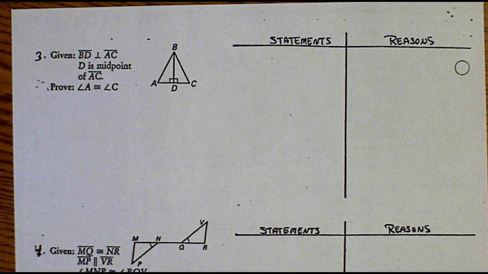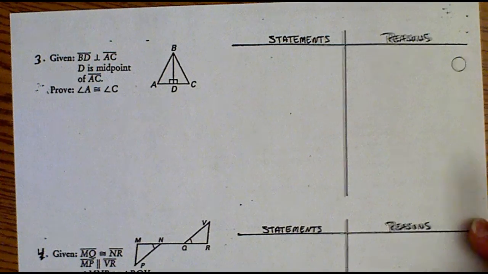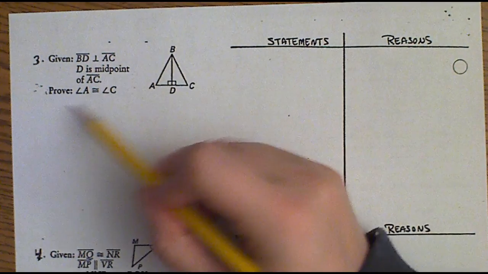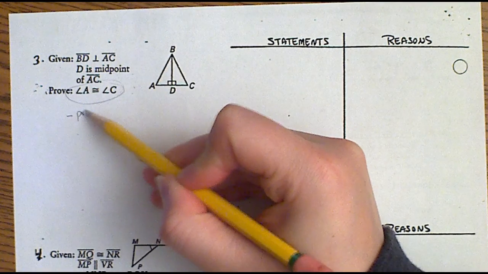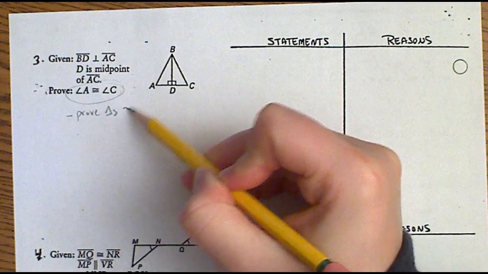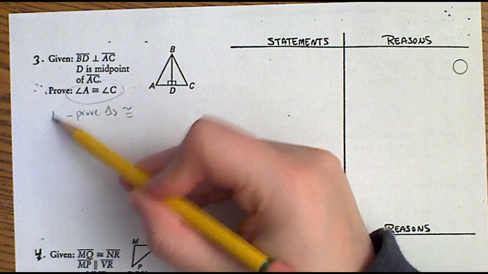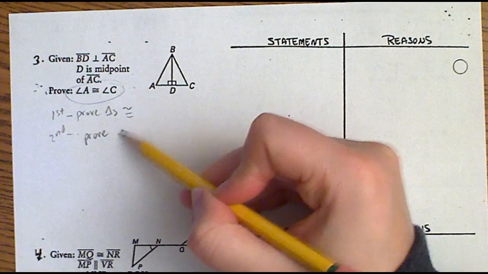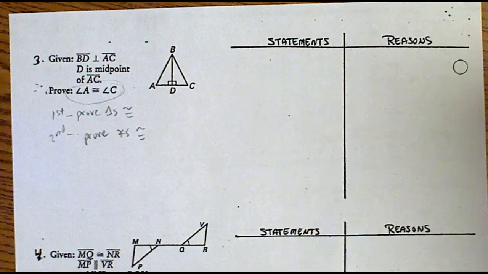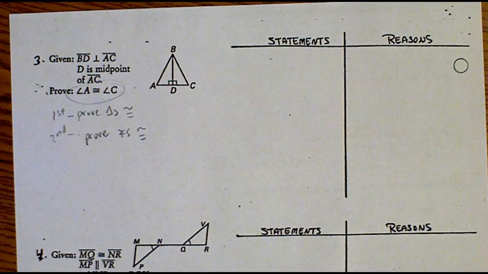Alright, example 3 should look pretty familiar. We've done a lot of proofs like this one so far. So again, I would encourage you to pause the video at this point, see how far you can get in this proof. If we're trying to prove that these set of angles are congruent, that means I need to do the two steps. So first, prove the triangles are congruent, and then second, prove the angles are congruent. Okay, so if triangles are congruent, parts are congruent.